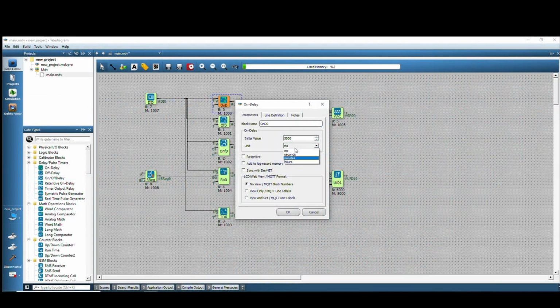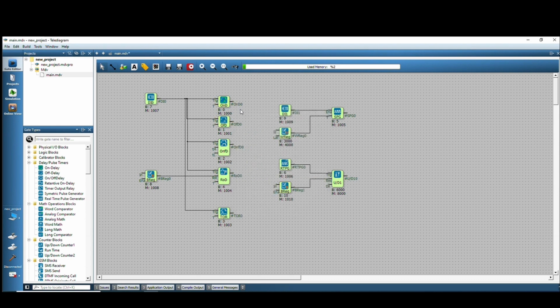In this video, let's examine function block diagrams including delay blocks, pulse timers, mathematical operation blocks, and counter blocks. First, let's start with the delay blocks.